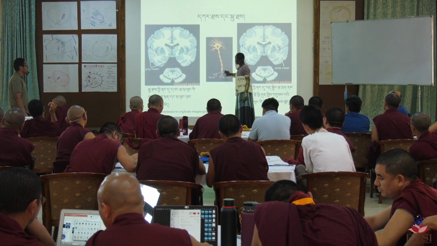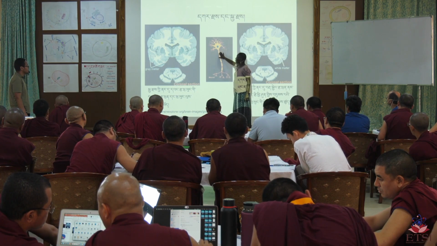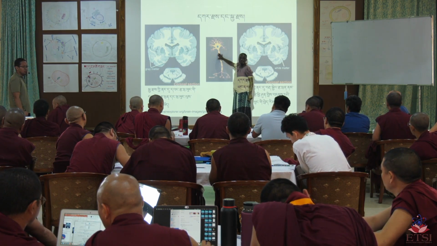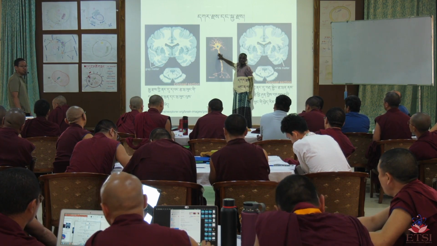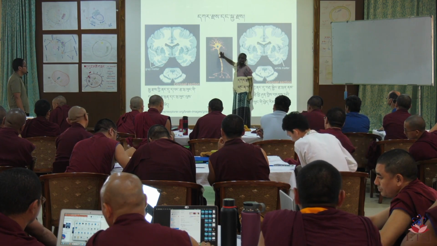And this is the axon. The axon is covered in myelin. Myelin is a fatty layer that looks white.